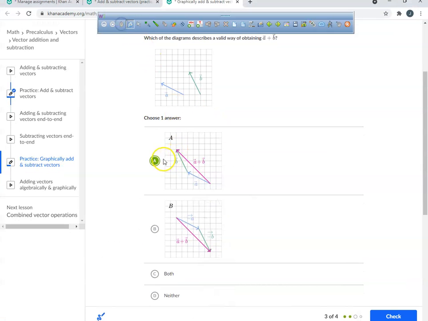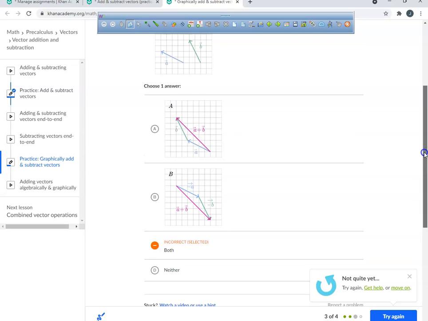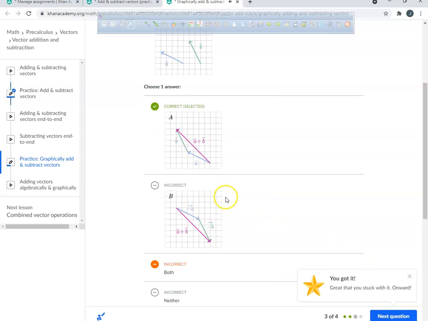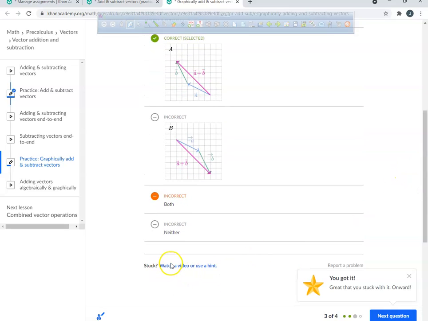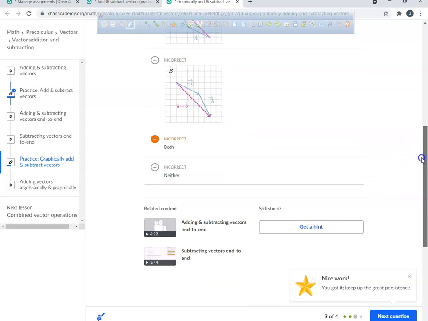There are negative components, but there's never a negative magnitude. So I don't think it's just A. I don't think it's just B. I think it's both. Oh, I messed up. It's just A? Well, no, but vector A and V are equal. Hmm. Well, I was wrong. Oh well.